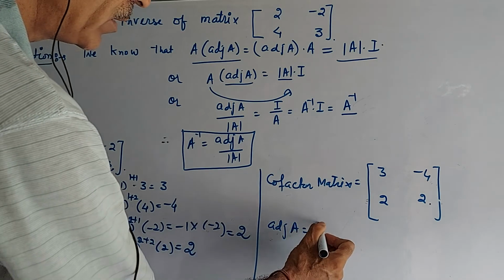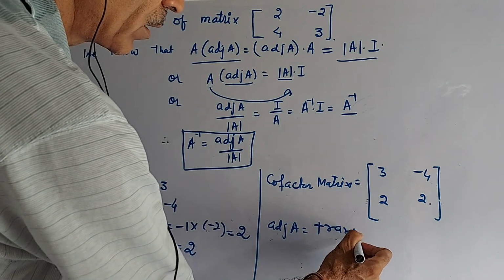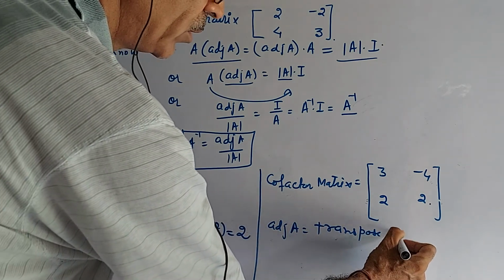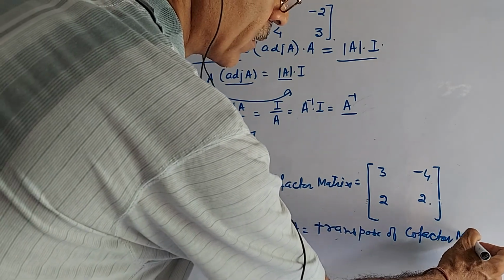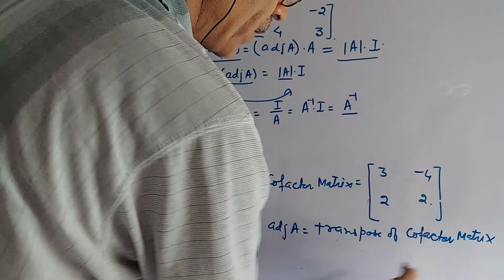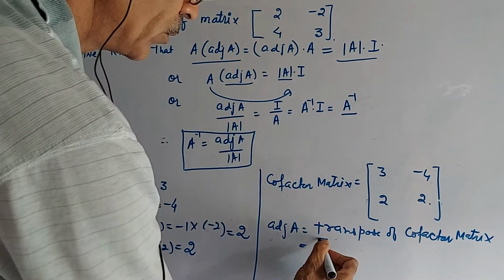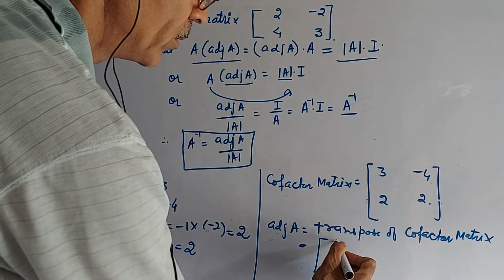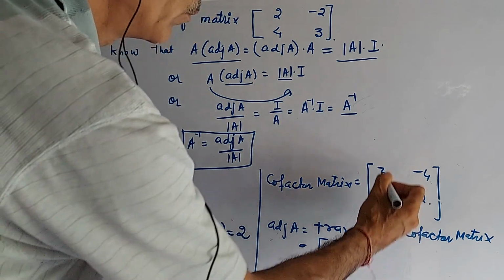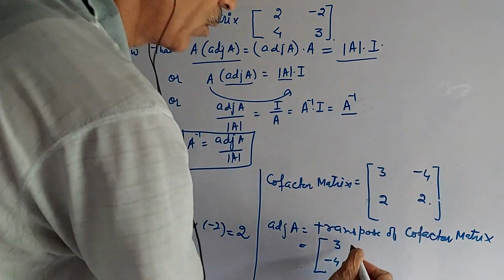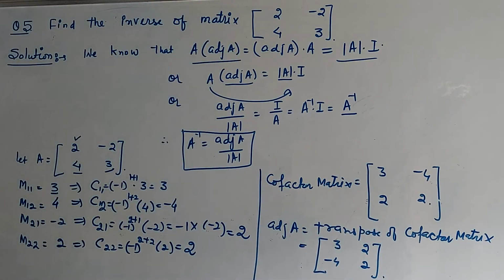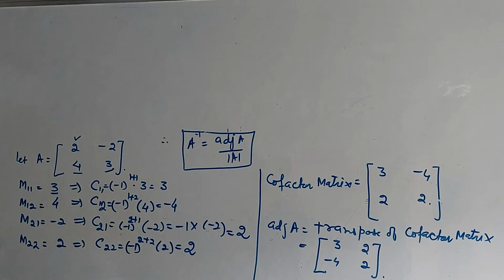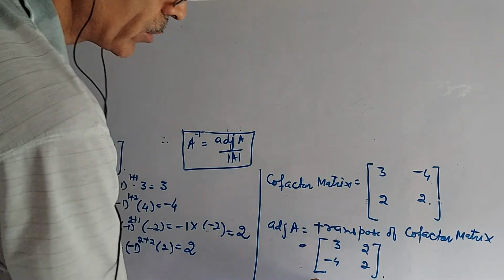Now transpose. Adjoint of A is the transpose of the cofactor matrix. So now the adjoint of the matrix is 3, minus 4. First row becomes first column, second row becomes second column. Now this is the adjoint.